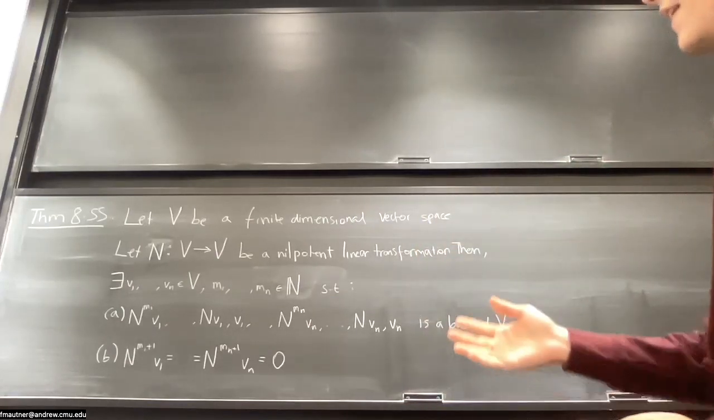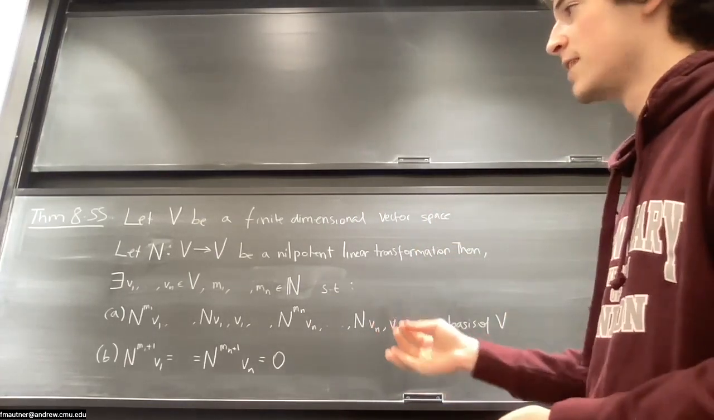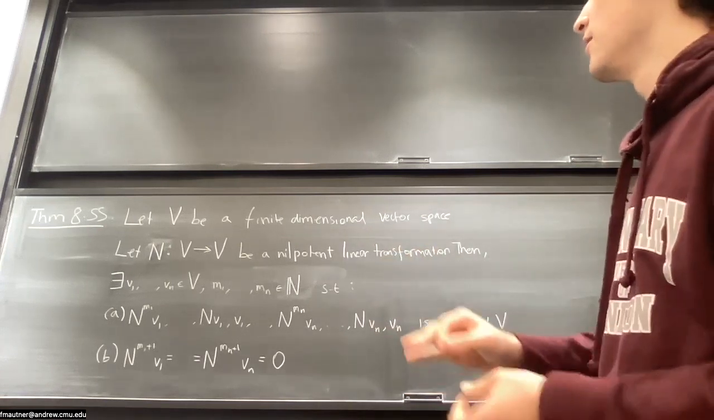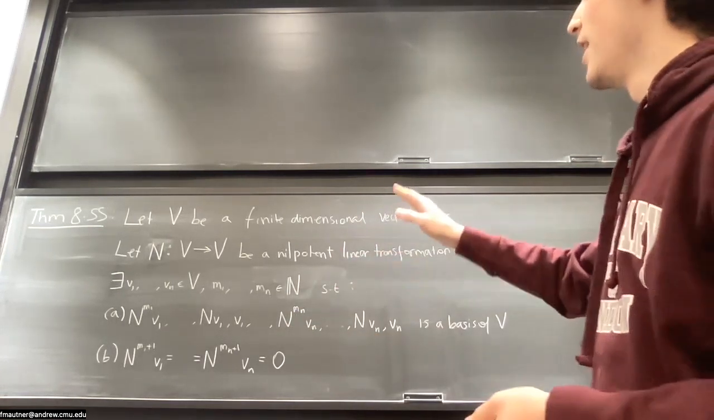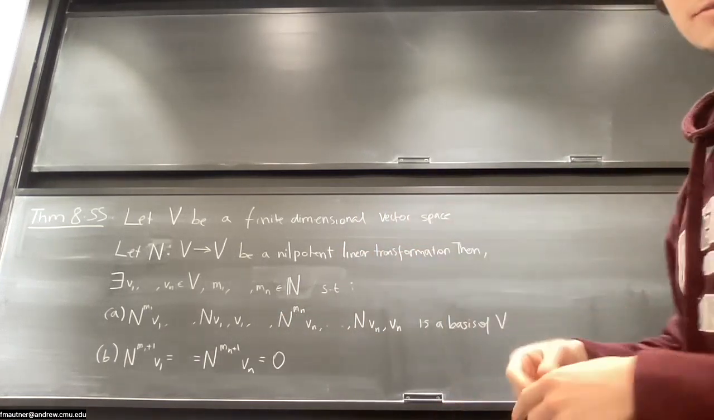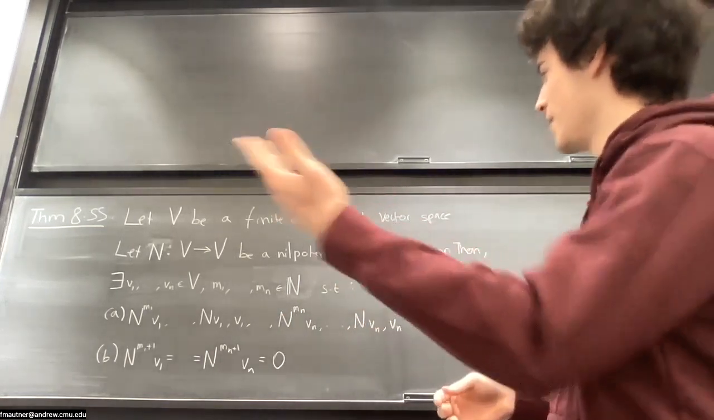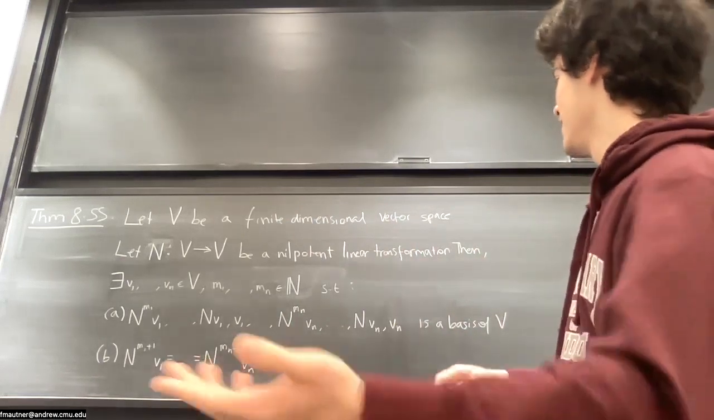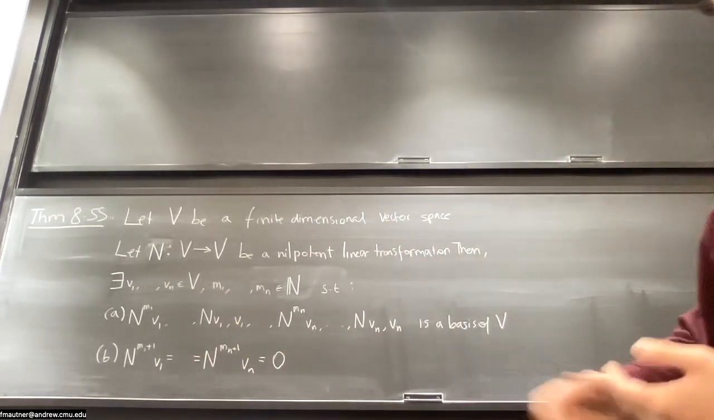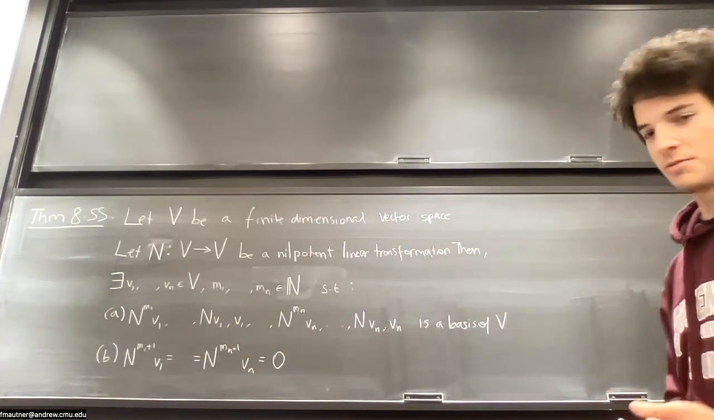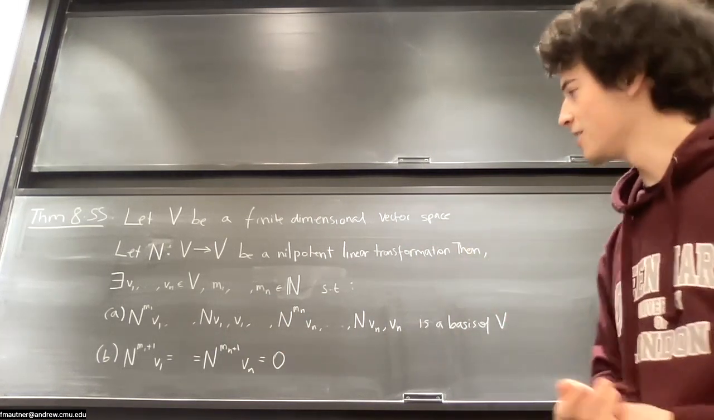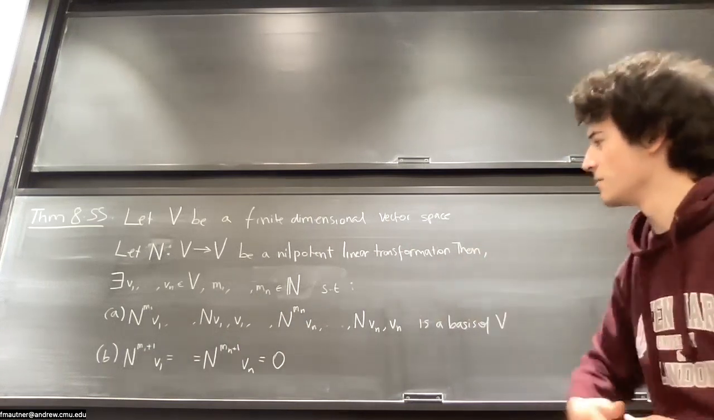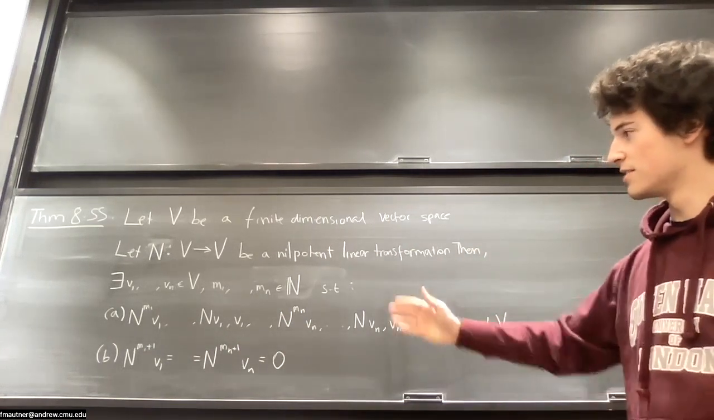A states that N applied M1 times to V1, and if you just repeat the pattern, N applied to V1 and so on, and then N applied M sub n times to V sub n, all the way through, forms a basis for V. It's a bit hard to say it out, but I think if you just look at it, it makes more sense. And then B is a little more simple.